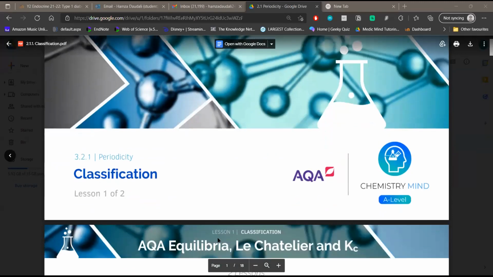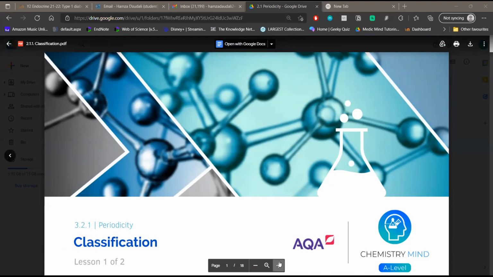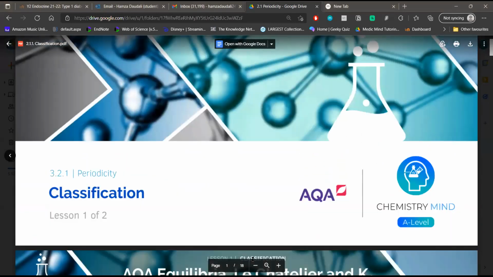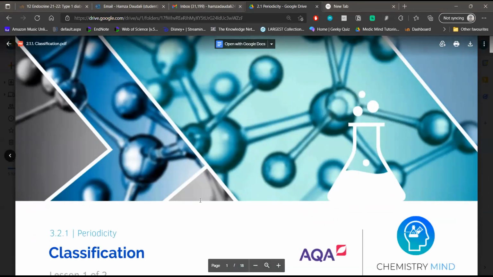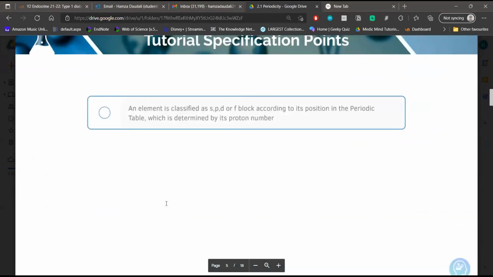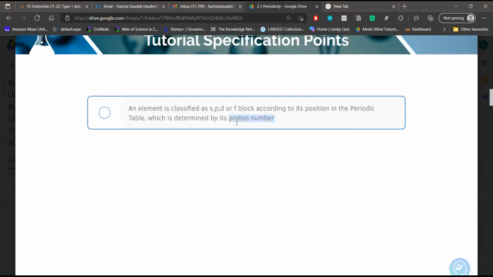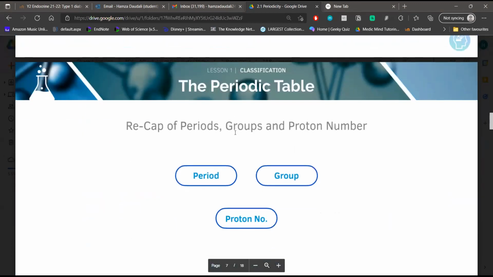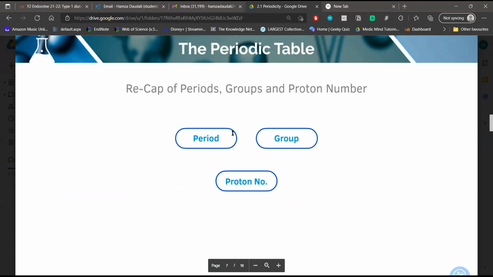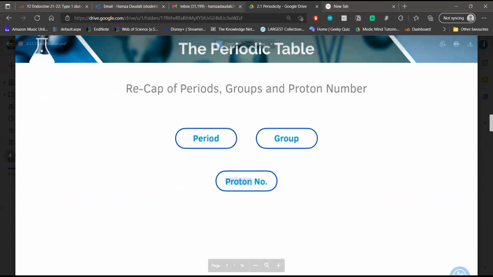Okay, cool. So we're going to start the periodicity session with a little bit on classification. So this is how we can classify basically what the periodic table is, how we can basically organize elements within the periodic table, and how that is basically done. So just a recap of some key definitions. What is a period, what is a group, and what is a proton number?